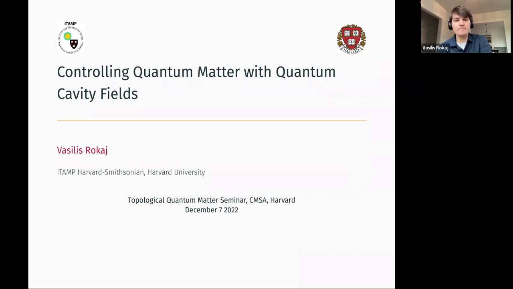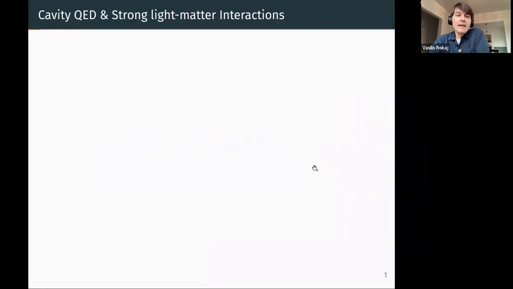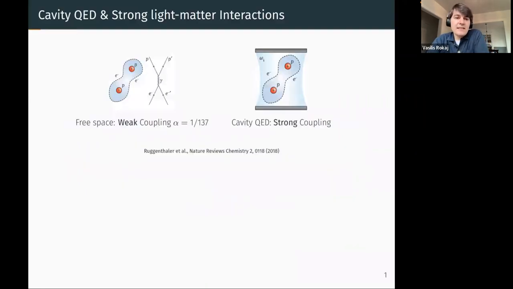Before we go into the actual topic, let me introduce and motivate why this work is relevant and where it comes from. What are the stimuli for that? This work is motivated by the advances in cavity quantum electrodynamics and strong light matter interactions. Typically in free space, the interaction between light and matter is weak, and because it's perturbative, it is determined by the fine structure constant, which is a small number. So you can treat the interaction between photons and matter in free space perturbatively.